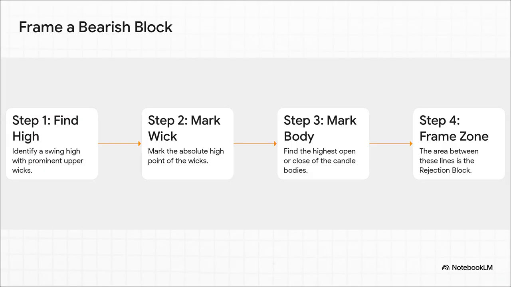So how do you actually draw this on your own charts? It's pretty straightforward. Step 1, find a swing high with some obvious long wicks sticking out. Step 2, mark the absolute highest point of those wicks. Step 3, and this is the most important part, so don't miss it, find the highest open or close among the candle bodies within that swing. The space between those two lines you just marked, that's your bearish rejection block, and you can treat that whole zone just like a bearish order block.